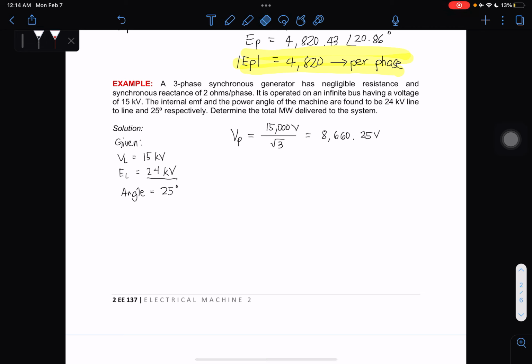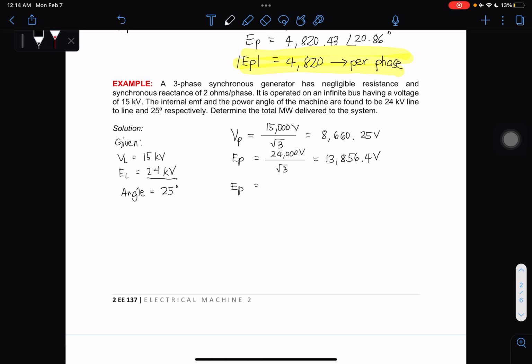Next, we need EP. So this generated phase voltage, we have 24,000 volts divided by square root of 3. So the phase voltage is 13,856.4 volts. The unknown here is the total megawatts.